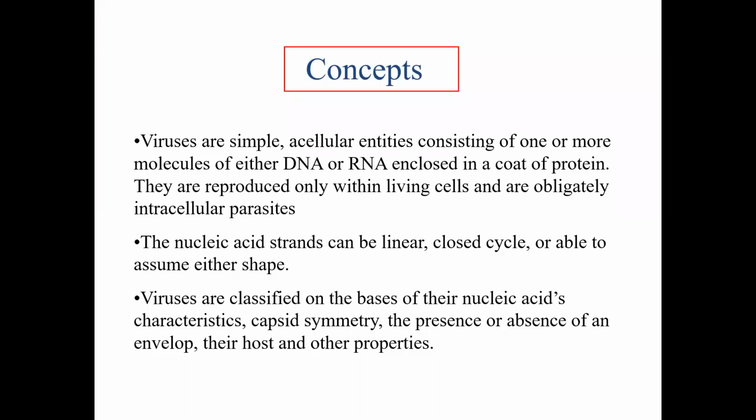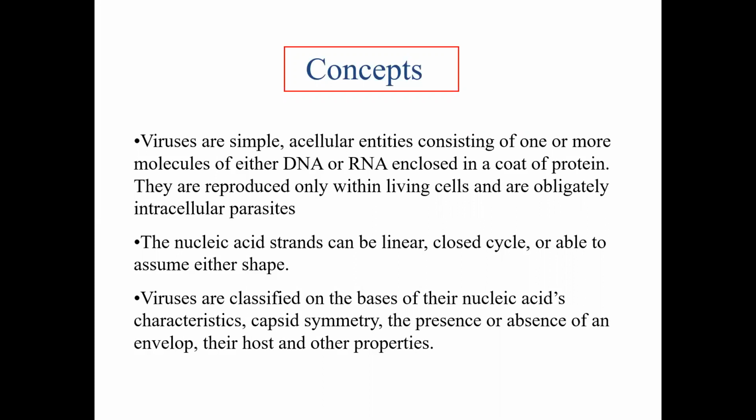They consist of one or more molecules of either DNA or RNA that are enclosed in a coat of protein. So you can have RNA viruses or you can have DNA viruses. And they can be reproduced, as I mentioned, only within living cells. Therefore, they are termed obligate intracellular parasites, meaning they feed off a host cell in order for them to multiply, right? The nucleic acid strands that exist within these viruses can be either linear, closed cycle, or they can assume either of those shapes, linear or cyclic. Viruses are classified on the basis of their nucleic acid characteristic, their capsid symmetry, and the presence or absence of an envelope, their host, and other properties, right?